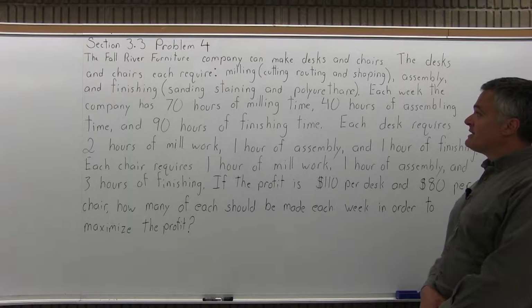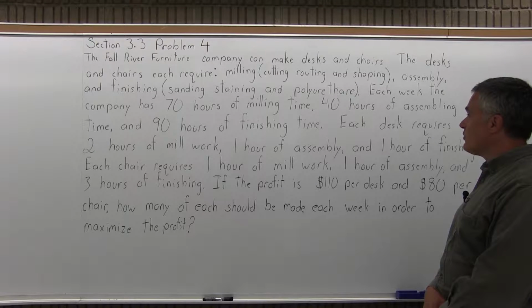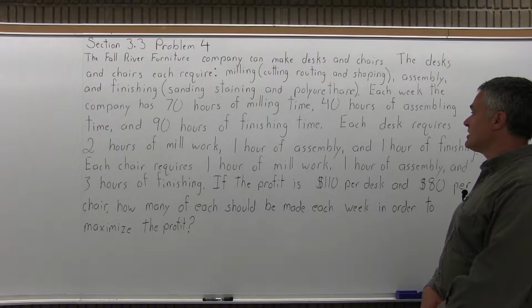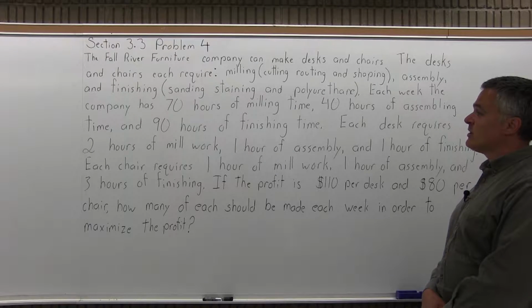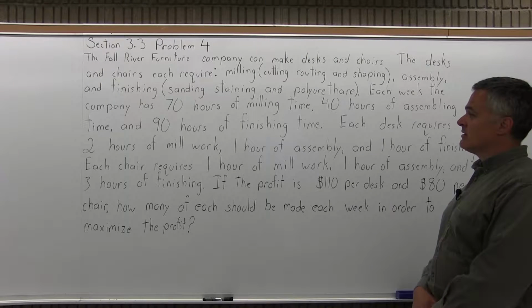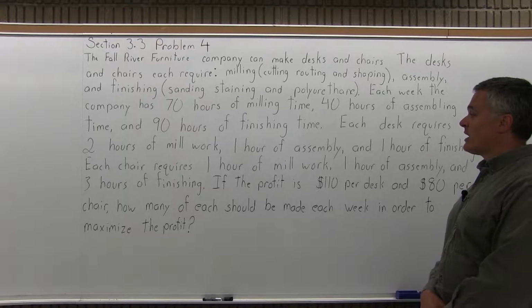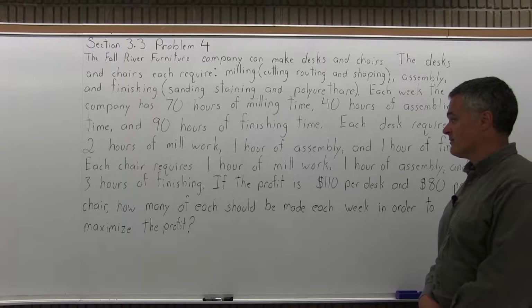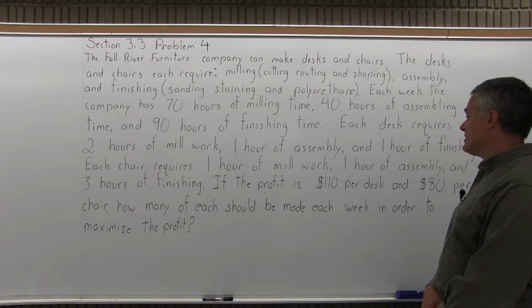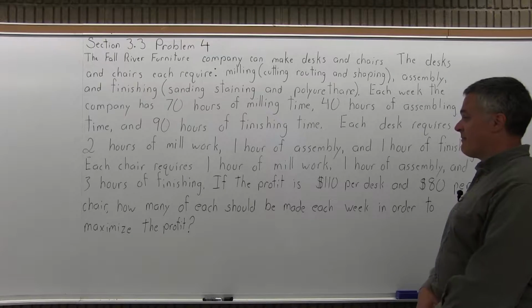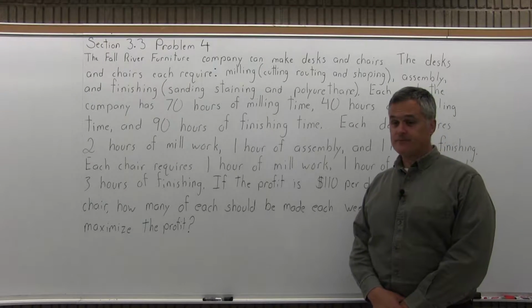Each week, the company has 70 hours of milling time, 40 hours of assembling time, and 90 hours of finishing time. Each desk requires 2 hours of mill work, 1 hour of assembly, and 1 hour of finishing. Each chair requires 1 hour of mill work, 1 hour of assembly, and 3 hours of finishing. If the profit is $110 per desk and $80 per chair, how many of each should be made each week in order to maximize the profit?